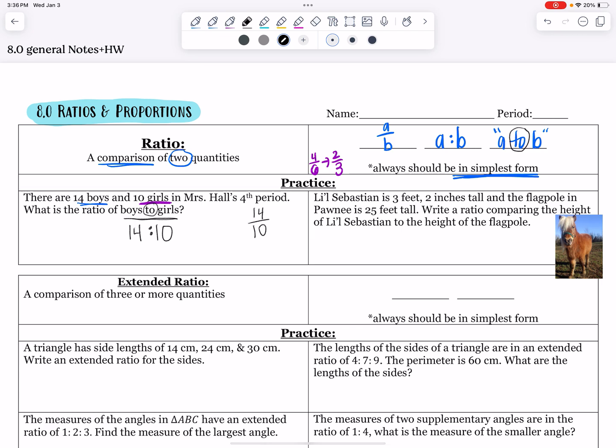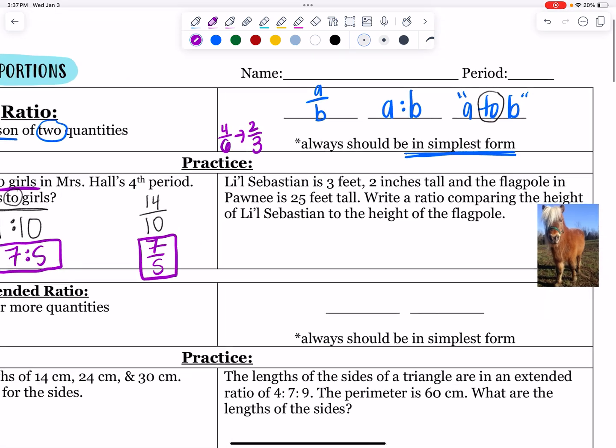You could even do the word 14 to 10. But we just need to make sure that we reduce that. So what does that reduce to? 14 to 10 is going to reduce to 7/5. So for every 7 boys in the class there are 5 girls. So that would be the fully reduced ratio of boys to girls in Miss Hall's fourth period class. Again, if you're working with an improper fraction and you are trying to simplify something and it's giving you a mixed number, ask me in class if you're not sure how to do it on your calculator, and I can show you. Okay? All right.